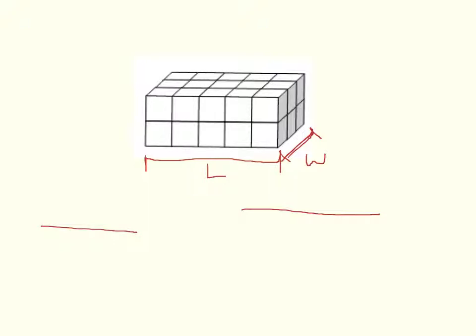So here it is 1, 2, 3, 4, 5 blocks for the length. So we write down 5 times. And then the width here has 1, 2, 3 cubes. So that's why it's 5 times 3. So we know that in the bottom layer we have 15 cubes.